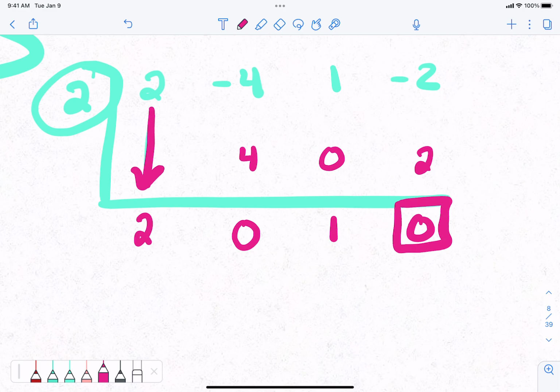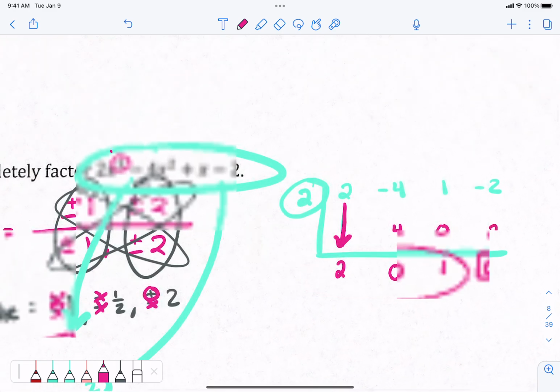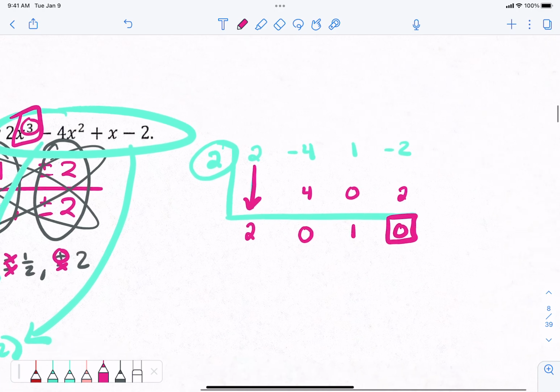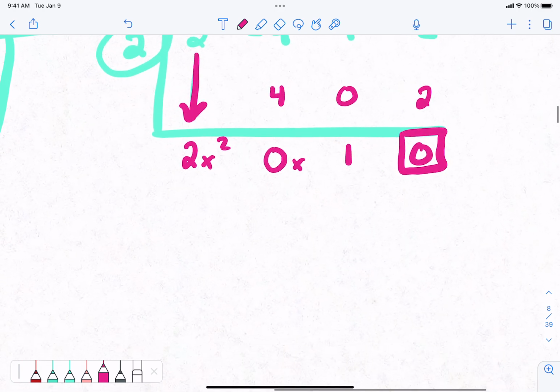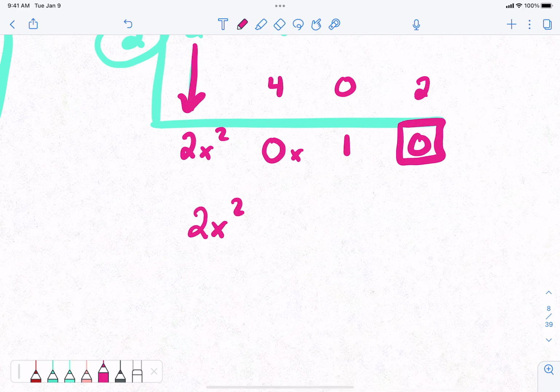All right, now we have to figure out what the x's and stuff that go into this thing are. 2x squared. Okay? We started with an x cubed, and we divided one of them out, right? So this should be an x squared, x, and this is just the number. So this is 2x squared plus 1. Yep. Now set that equal to 0. How do I figure out what the other two are?